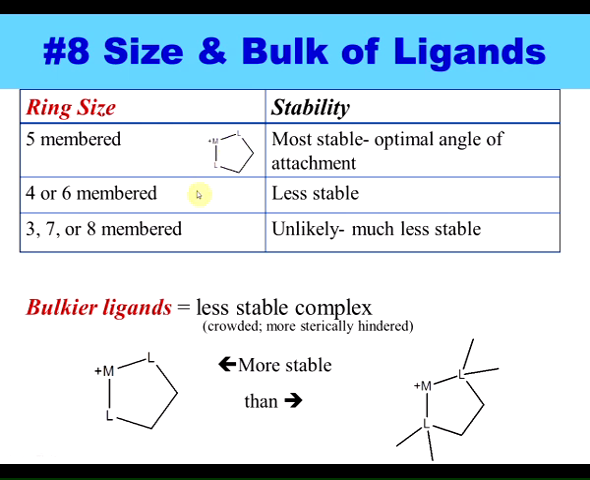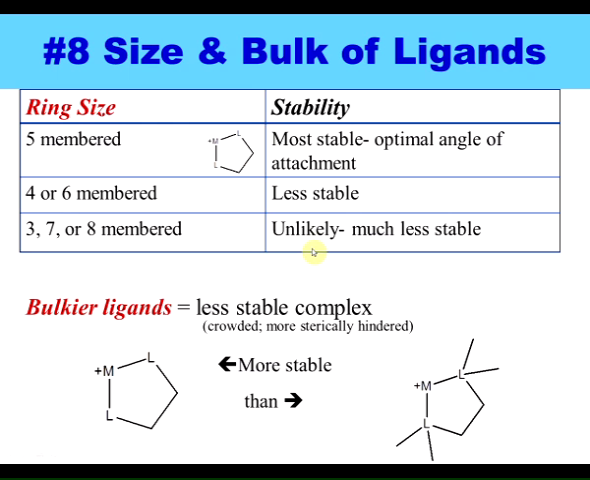Now, 4 and 6-membered rings are also possible, but you've got more strain if you've got a 4-membered ring, and the 6 starts to open the angle up too much. So these still can happen, but 5 is preferential. 4 is too little, 6 too big, 5's just right, kind of like Goldilocks and the 3 bears. And of course you can have 3, 7, and 8-membered rings, but these are unlikely and they're much less stable.